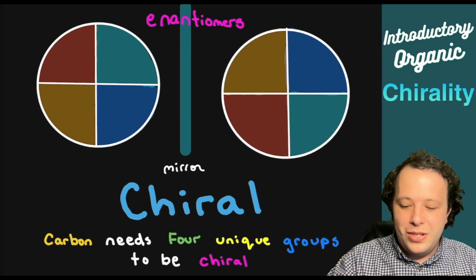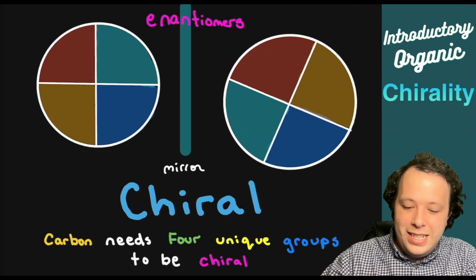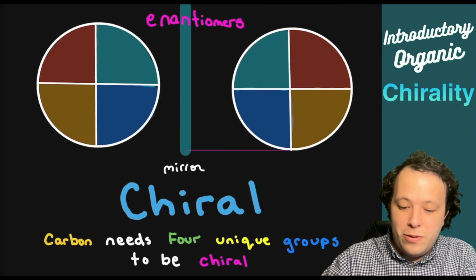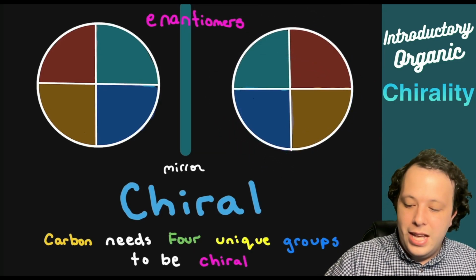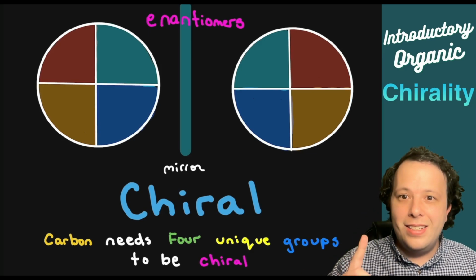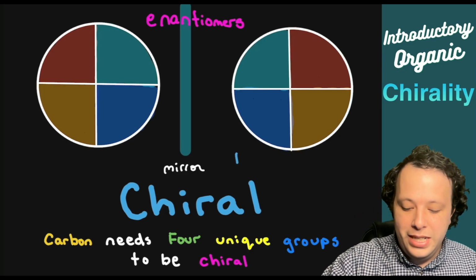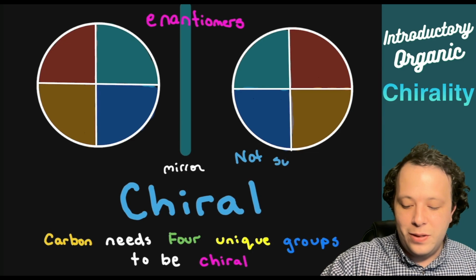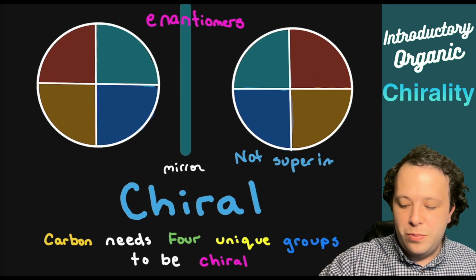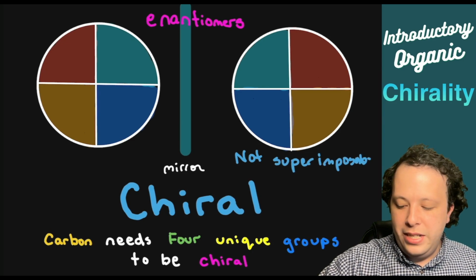molecules. So whenever they are enantiomers, that means that they are reflections of one another. However, they are not superimposable, meaning that you cannot overlap them. So not superimposable, meaning no overlap.